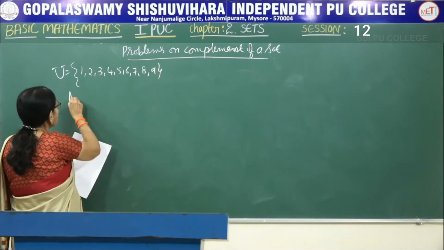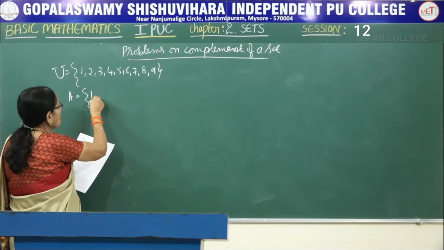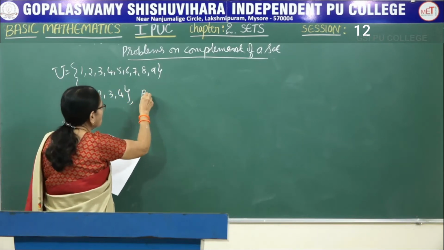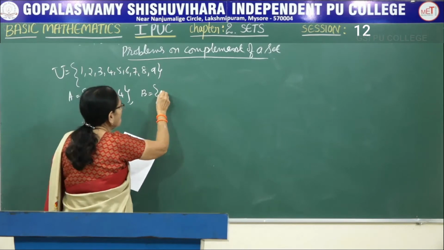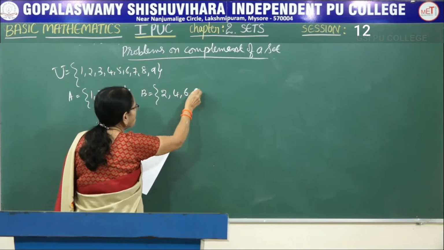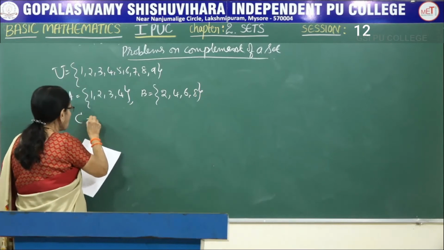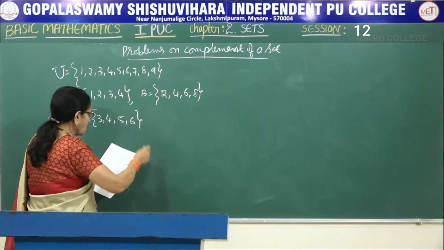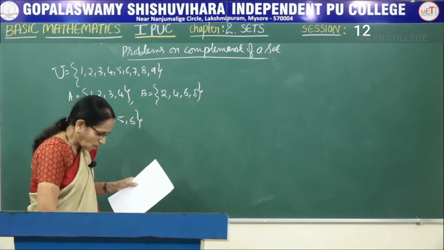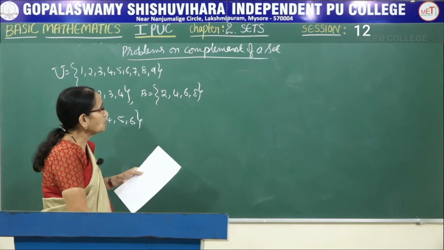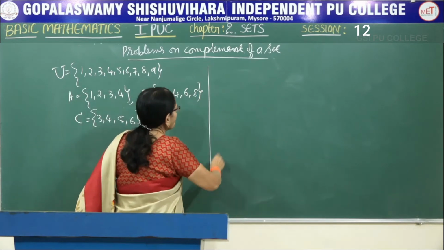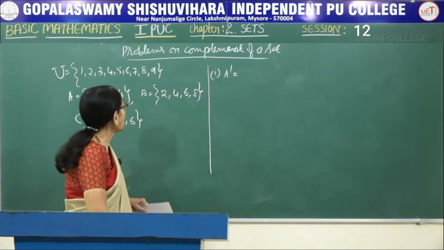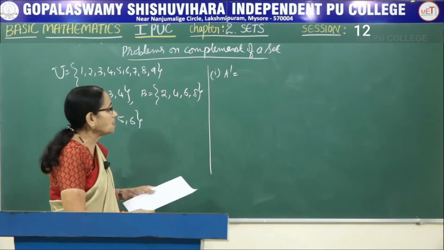Now, set A contains the elements 1, 2, 3, 4. Set B contains the elements 2, 4, 6, 8. Set C contains the elements 3, 4, 5, 6. Now, you have to calculate some sets here. One by one I am giving. The first one, find A dash. So, A is given here. You have to find A dash.